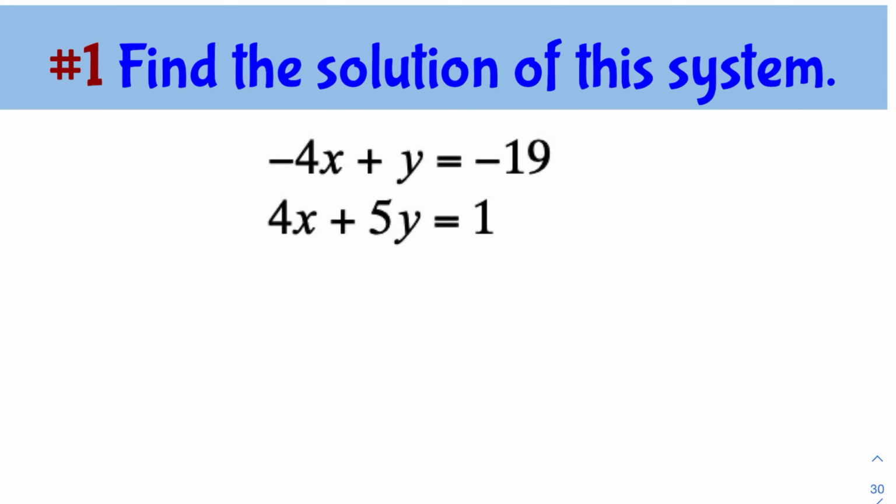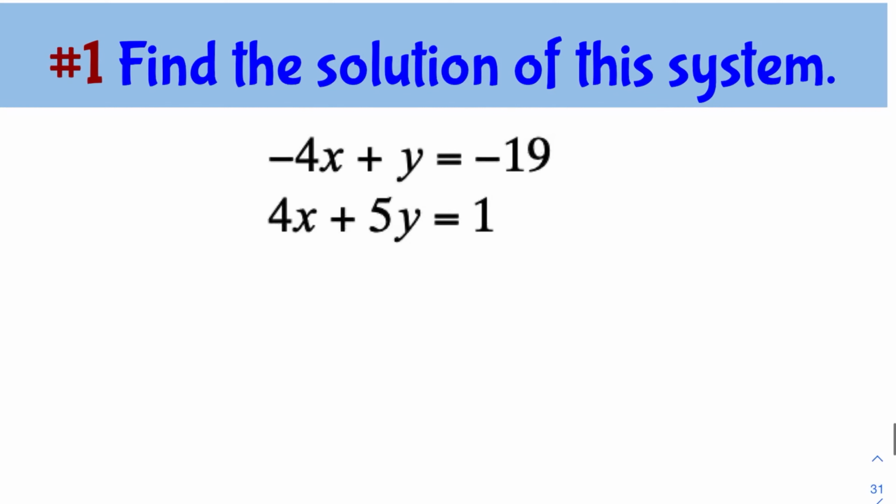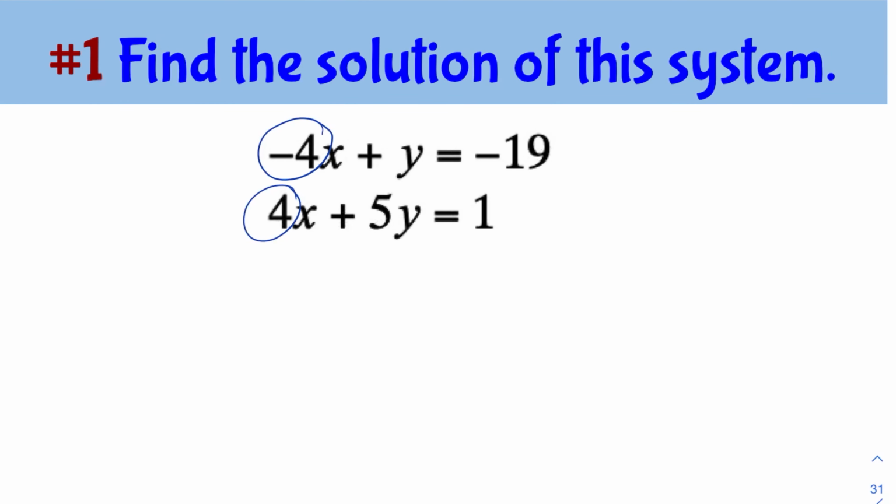Question number 1. Find the solution of the system negative 4x plus y equals negative 19 and 4x plus 5y is equal to 1. The first thing that you need to do is to inspect the coefficients for x and the coefficients of y. In this system of equations, the coefficients of x are negative 4 and positive 4. Since the coefficients of x are negative 4 and positive 4, we need to do addition to eliminate the variable x. So now we're adding the systems of equations.